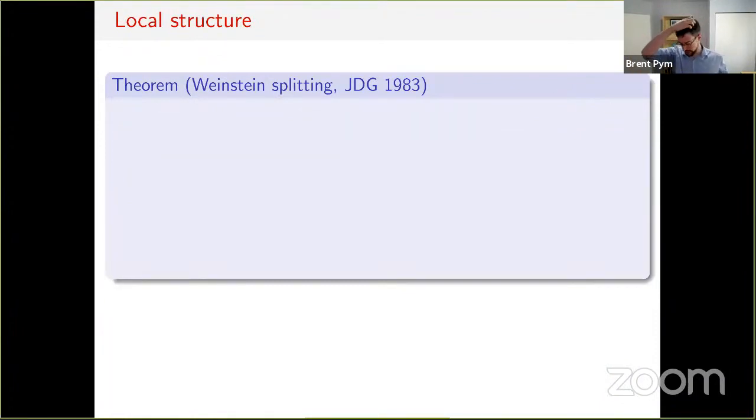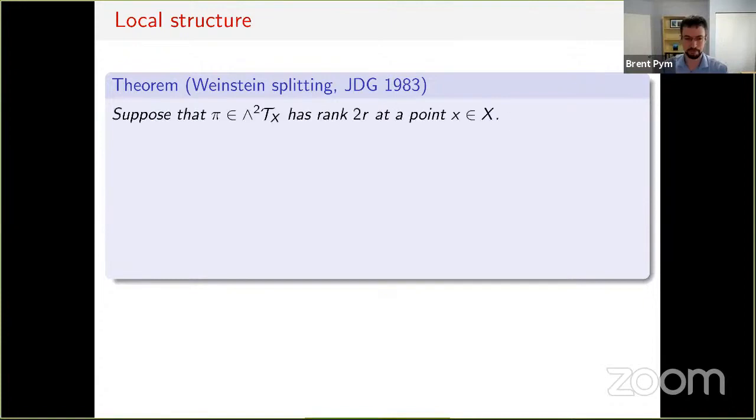So in the 1980s, there was a very important paper which is often credited as kicking off Poisson geometry as a subject in its own right. It was a paper of Alan Weinstein. And one of the results in that paper is a generalization of the Darboux theorem to the case where we do not any longer assume that the bivector is non-degenerate. So here's what he proved.